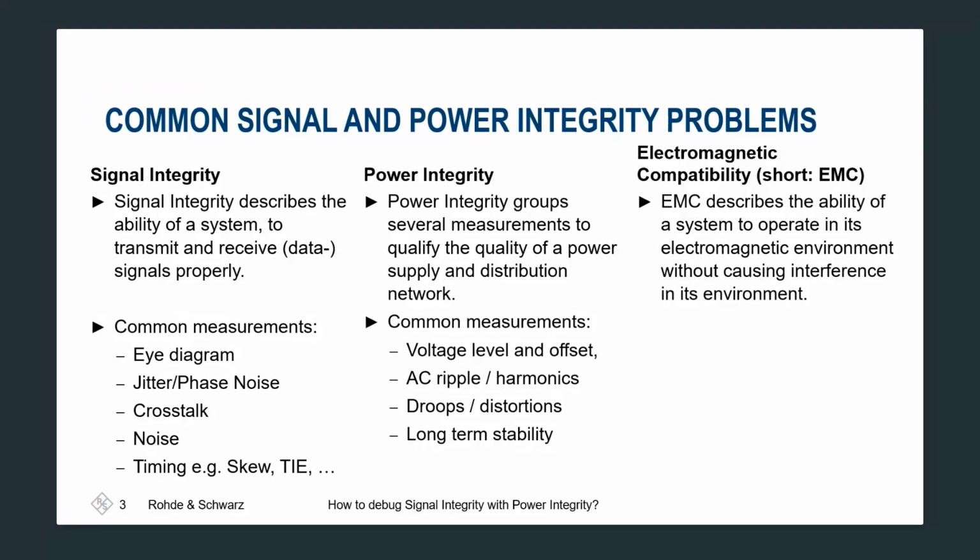So, what type of measurements are typically done for signal and power integrity with an oscilloscope? For signal integrity, we typically measure eye diagram, jitter, noise, crosstalk, and timing-related issues. For power integrity, voltage level and offset, AC ripple and harmonics, glitches and distortions, and long-term stability issues are measured there.